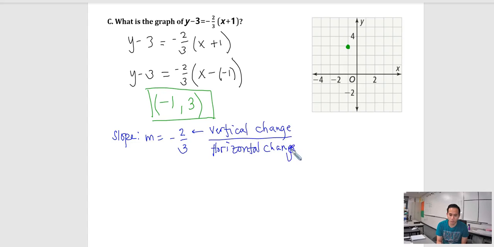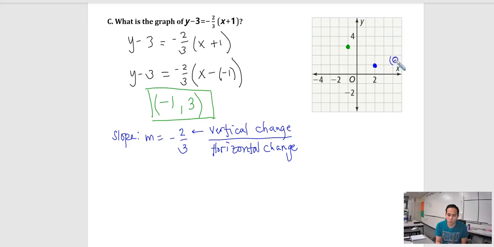Remember that we can use m is equal to the vertical change, which is the change in y, over the horizontal change, which is the change in x. So actually we have to move 2 units down and 3 units right from the first point. So we move 2 units down, 1 and 2, and then 3 units to the right, 1, 2, 3.